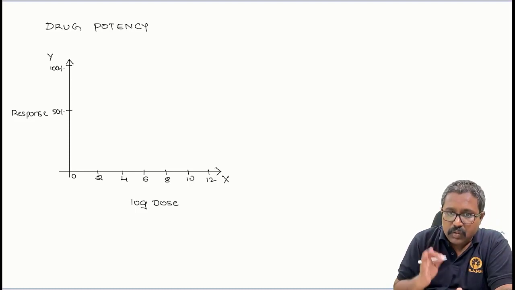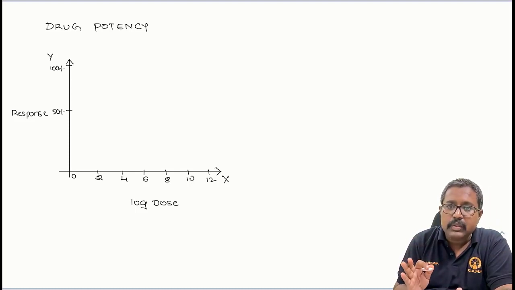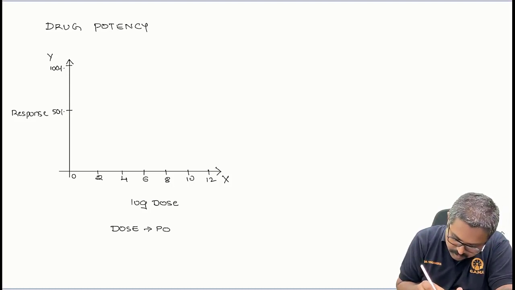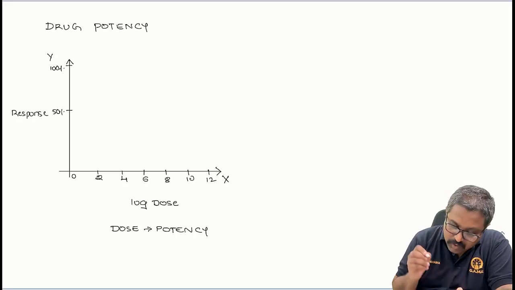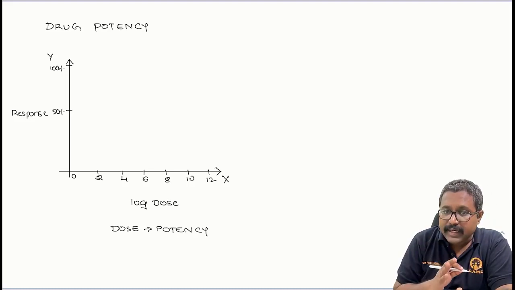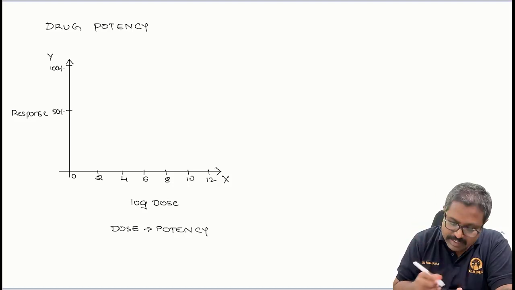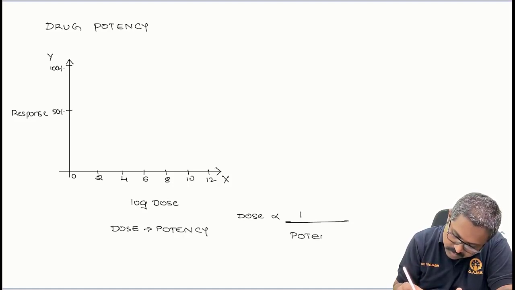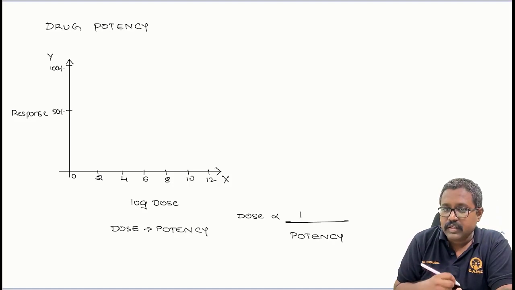So dose is comparable to the potency. Please remember, dose means we are talking about the potency. So potency is related with the dose. If we think of the relationship between the dose and the potency, it is inversely proportional. So let us draw: dose is inversely proportional to potency. Let us see what happens if you increase the dose and if you decrease the dose.